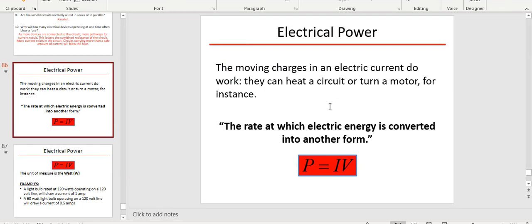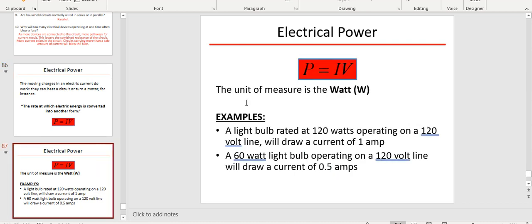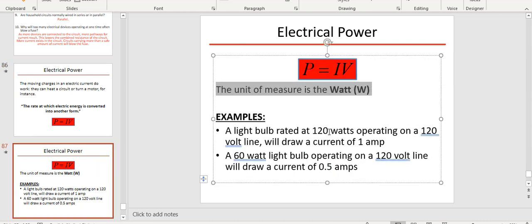The moving charges in electric current do work. Okay, remember work and power. Remember work is equal to force times distance. Here we have electrical work, which has its own formula. But you can see there that we can have a correlation between work and power. They can heat a circuit or turn a motor, for instance. The rate at which electric energy is converted into another form. That's your definition of power here, electrical power. And again, we're in watts.